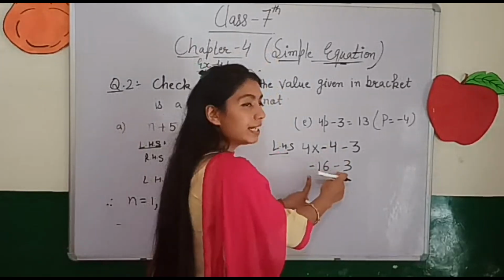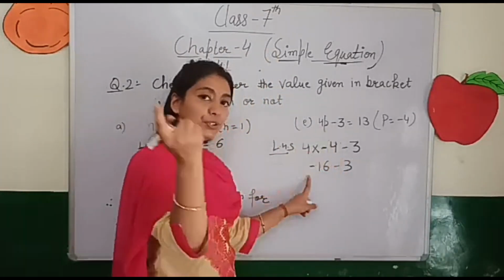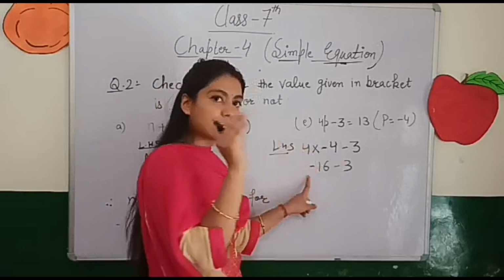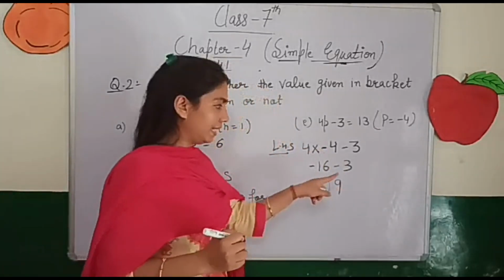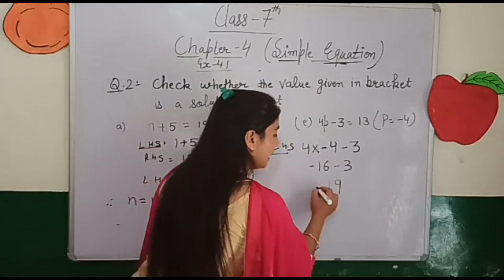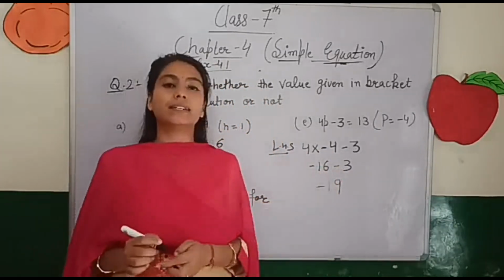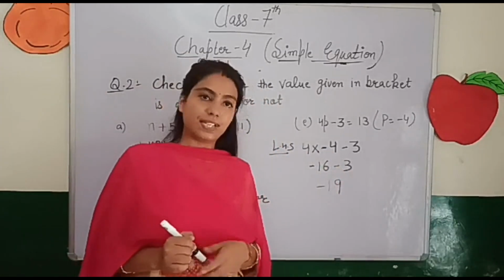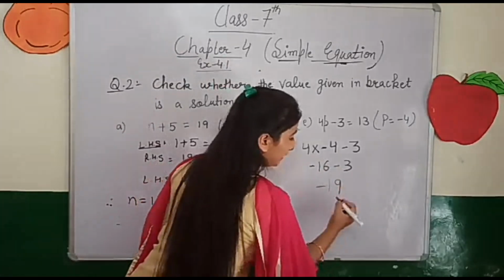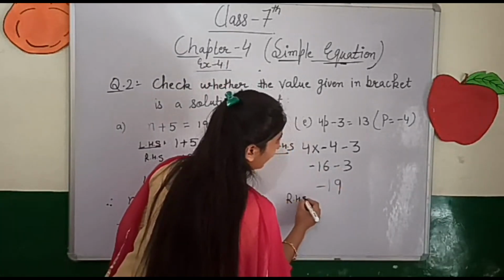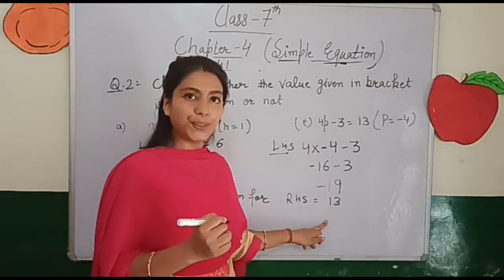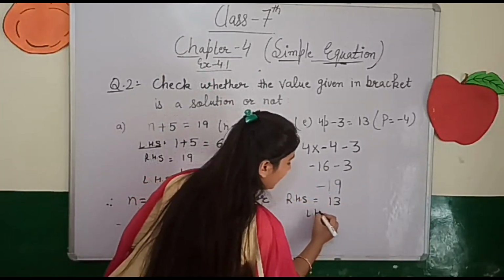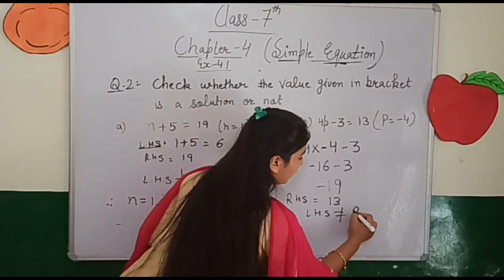Now that rule we have done in the introduction part, we will be using over here. You have both terms in minus. You will do plus: 16, 17, 18, 19. You will do 19. But in the answer, which sign? Negative sign, because both terms have a negative sign. So the answer is minus 19. But on the right hand side we have 13. Is minus 19 equal to 13? No. Again the left hand side is not equal to the right hand side.